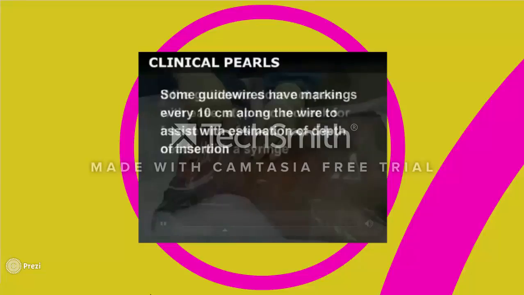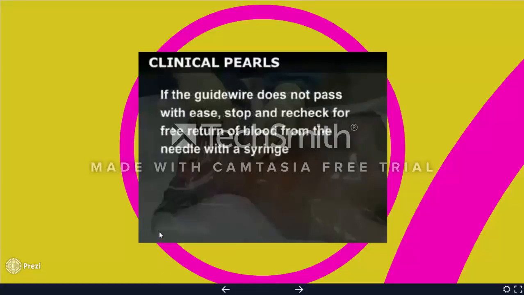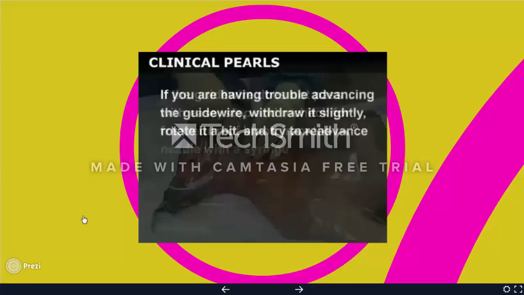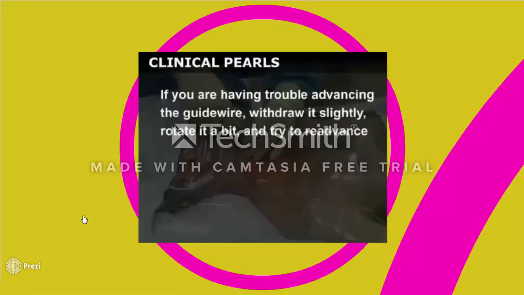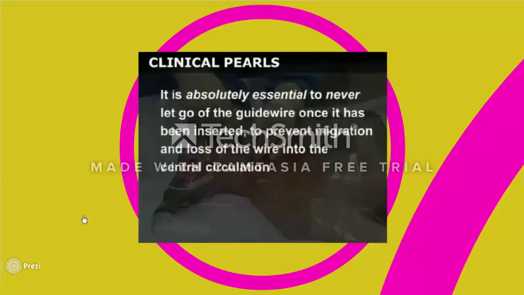If the guide wire does not pass with ease, stop and recheck for free return of blood from the needle with a syringe. If you are having trouble advancing the guide wire, withdraw it slightly, rotate it a bit, and try to re-advance. It is absolutely essential to never let go of the guide wire once it has been inserted, to prevent migration and loss of the wire into the central circulation.